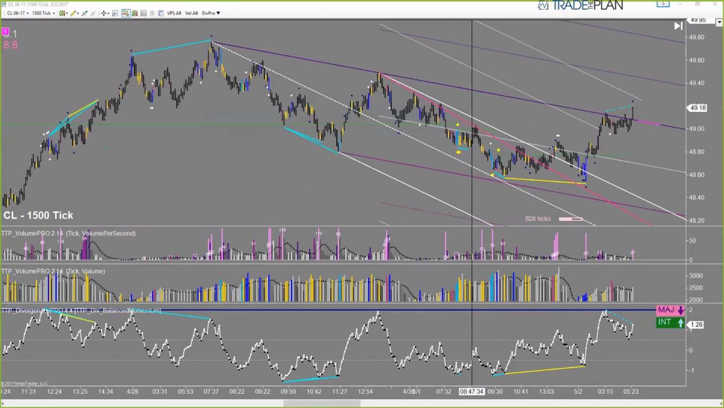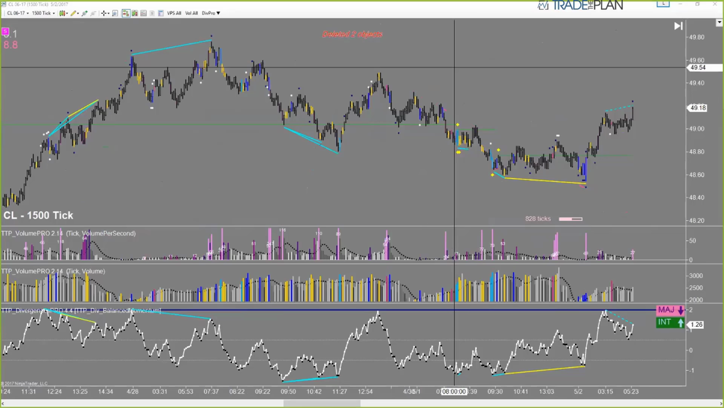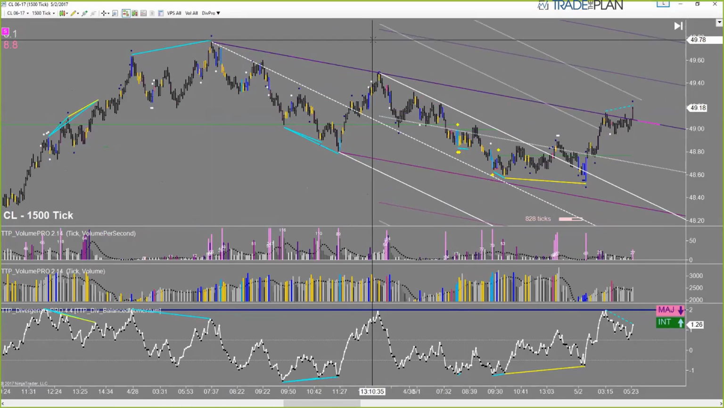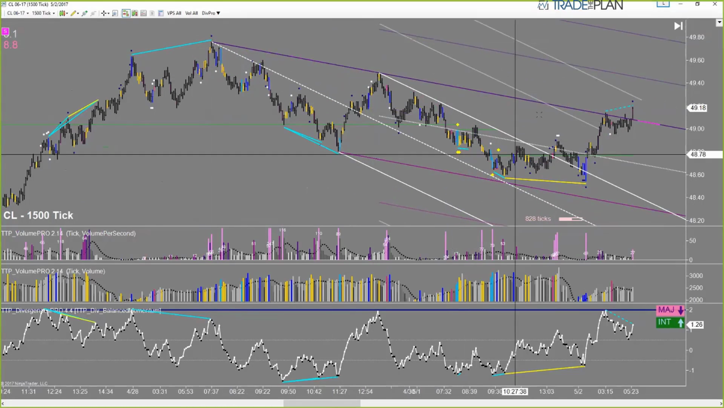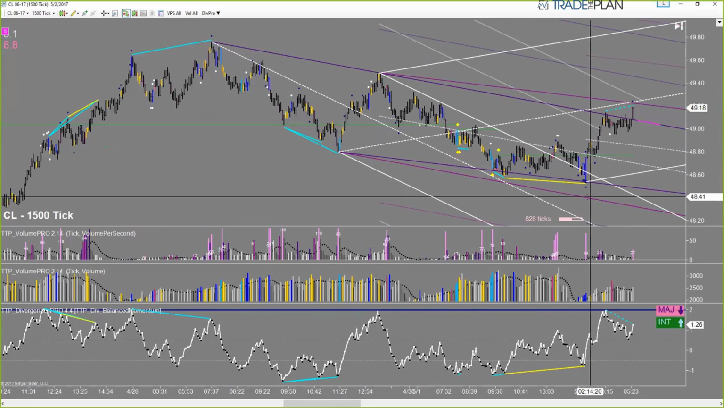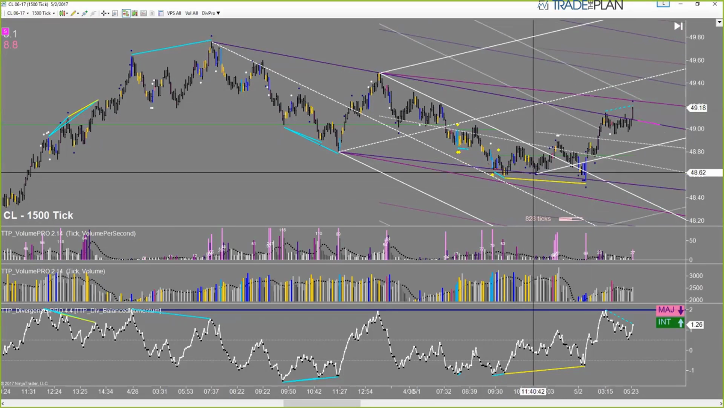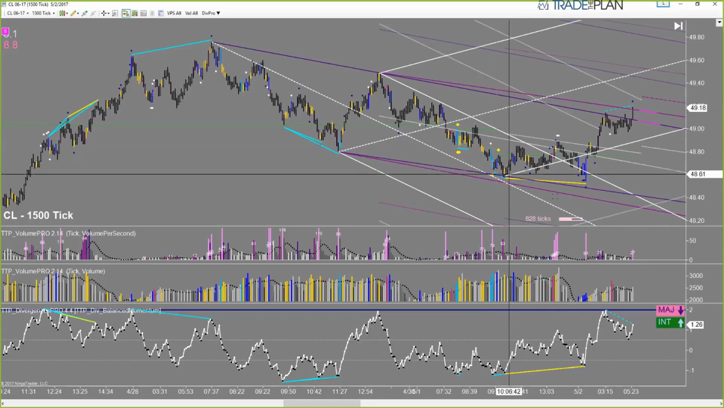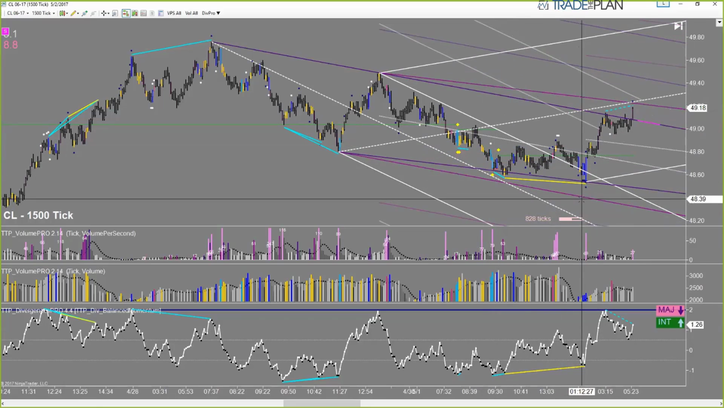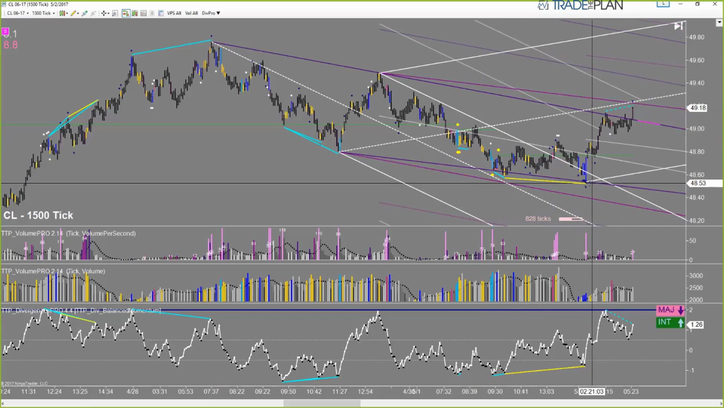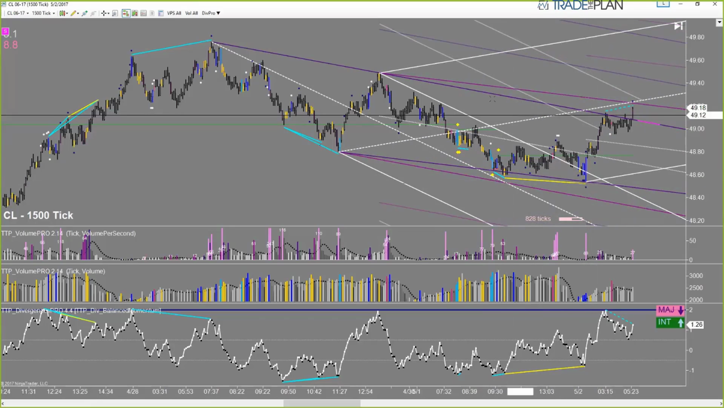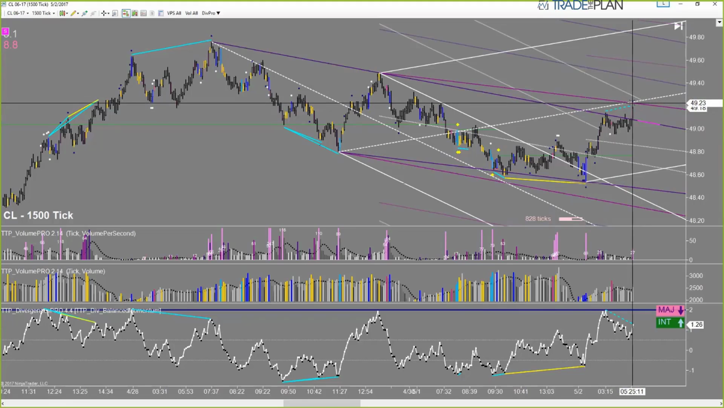I'll delete that and redraw it. So it looks like it's breaking out here, but what's happening is it's breaking out of the downsloping channel. But you see here, we missed the bottom of that downsloping channel, so it's stepping up in that channel. So we have a new slope developing, and that's coming right in. That's a trade right there.